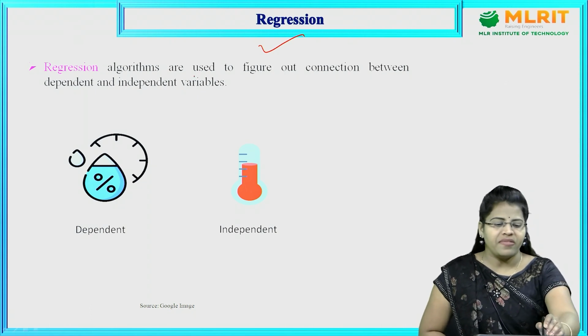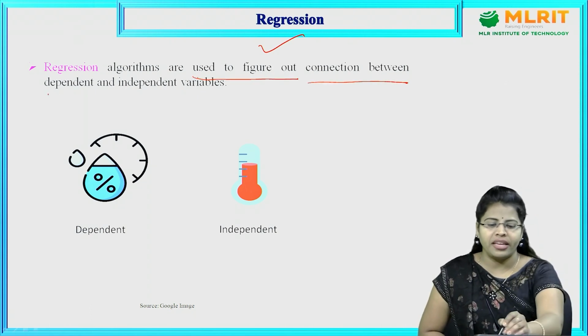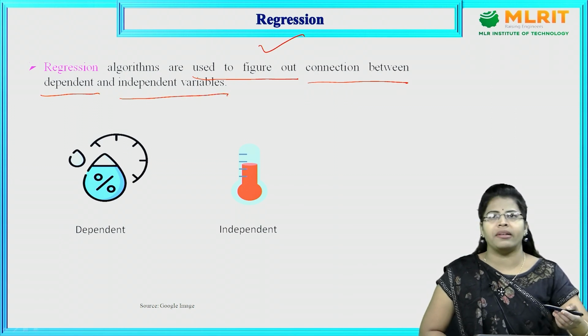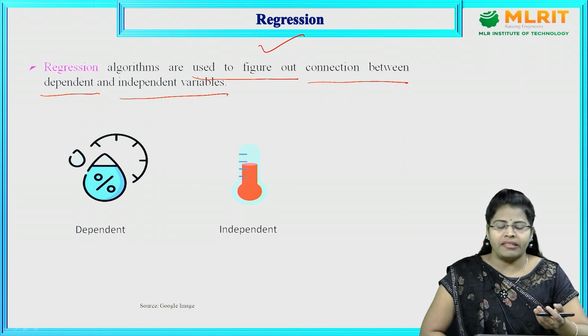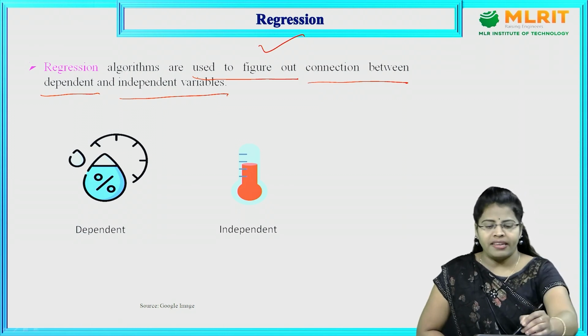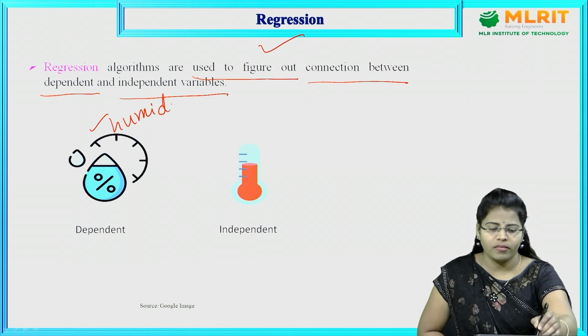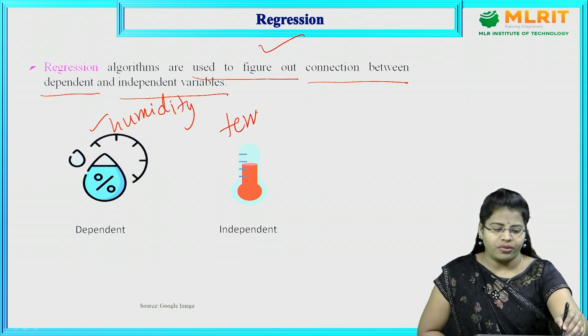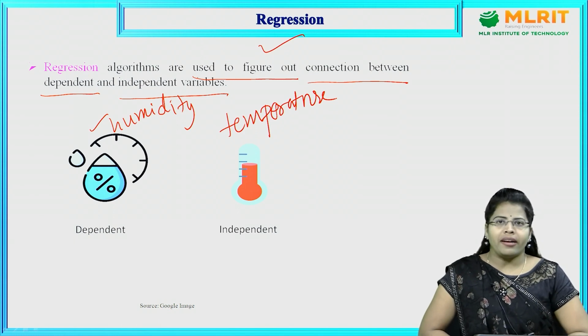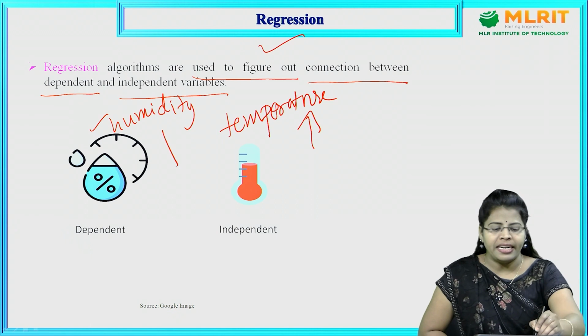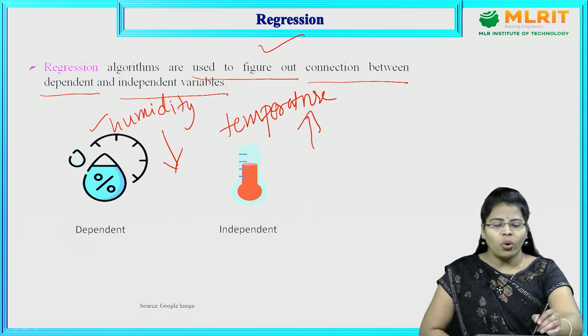Next, let me explain with one more. Regression algorithms are used to figure out the connection between the dependent and independent variables. I already told you there is a relationship between dependent and independent variables. Here in the image you can see humidity and temperature. We have two variables, humidity is a dependent variable and temperature is an independent variable, where as the temperature increases, humidity decreases. That means they are correlated.